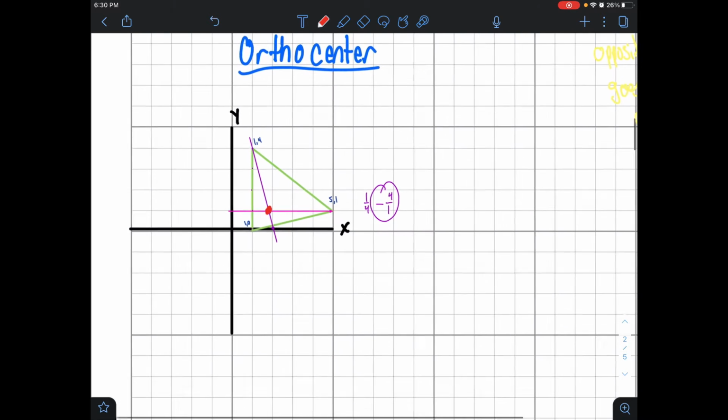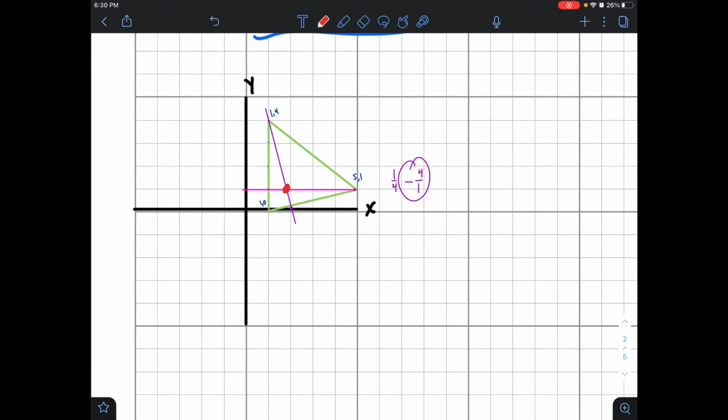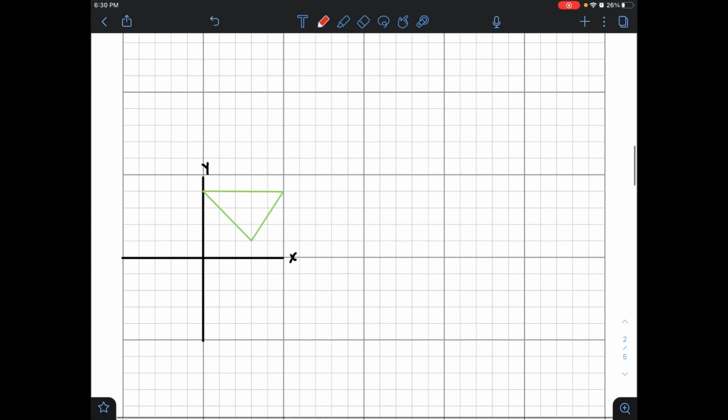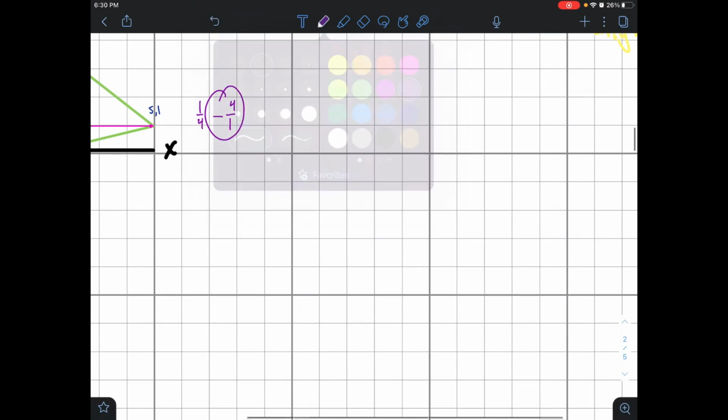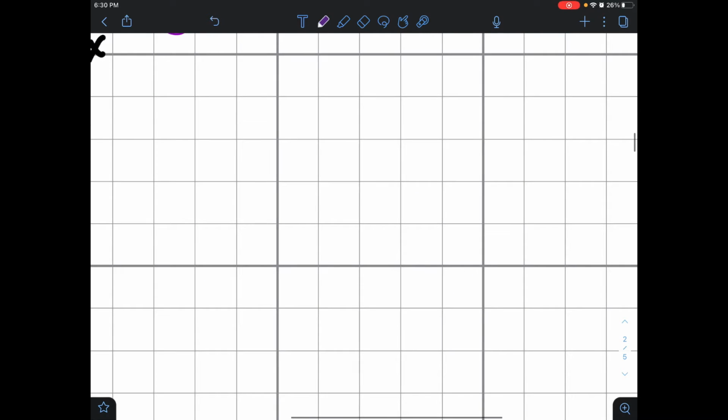That's literally basically it. So now I'm going to give you guys your own triangle to work with. So remember the steps. The first step is always find the opposite slope.